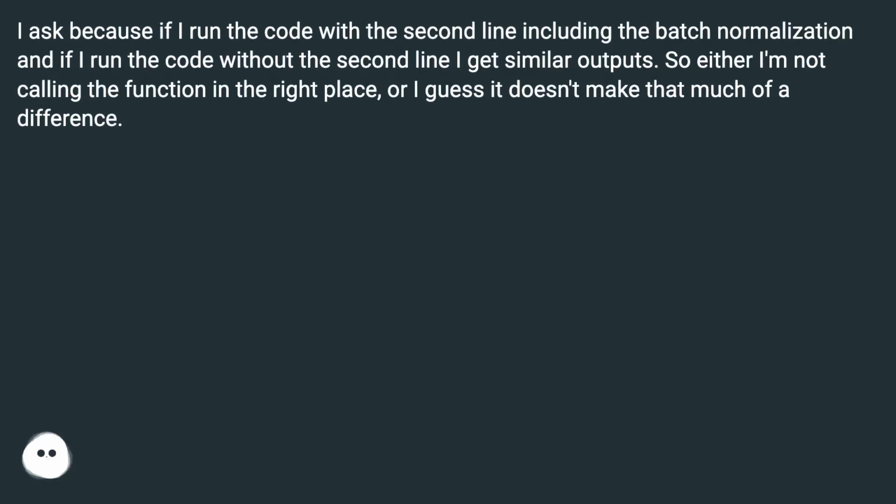I ask because if I run the code with the second line including the batch normalization and if I run the code without the second line I get similar outputs. So either I'm not calling the function in the right place, or I guess it doesn't make that much of a difference.